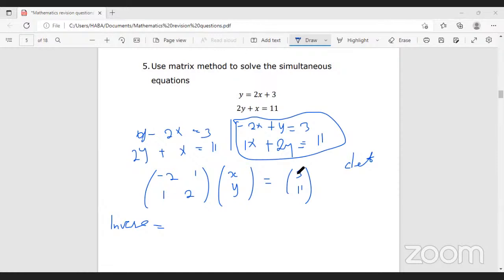Now, our determinant is going to be negative 2 times 2, then minus 1 times 1. So negative 2 times 2? Negative 4. Minus 1. So negative 4 minus 1? Negative 5. So our inverse is going to be 1 over negative 5 into, we now interchange 2, negative 2, then negative 1, negative 1.